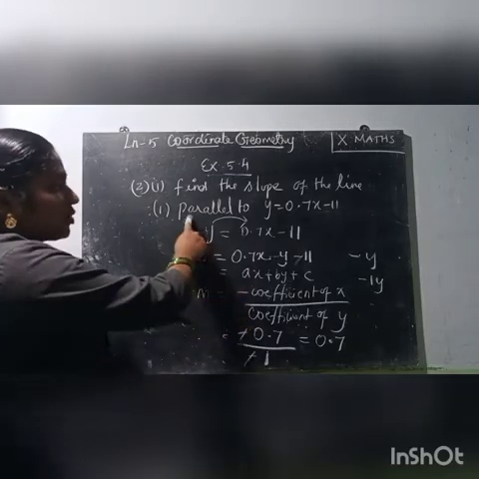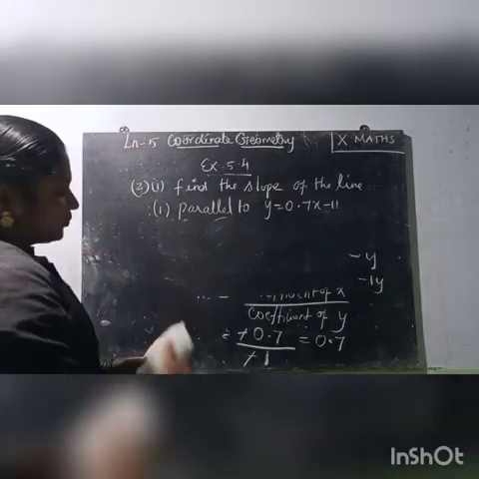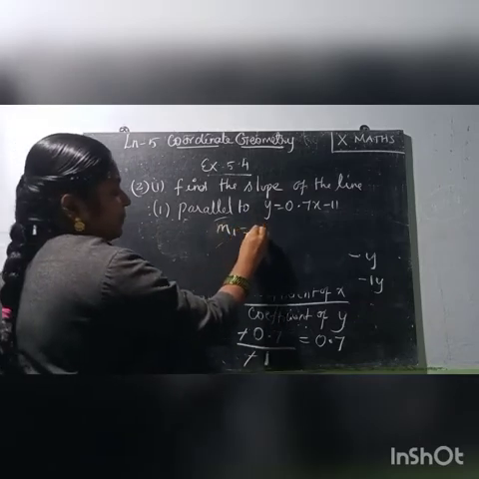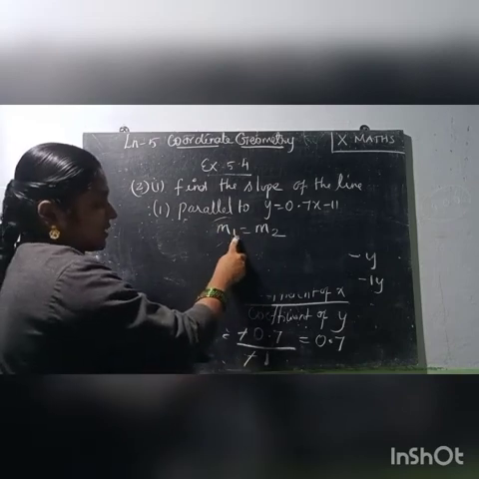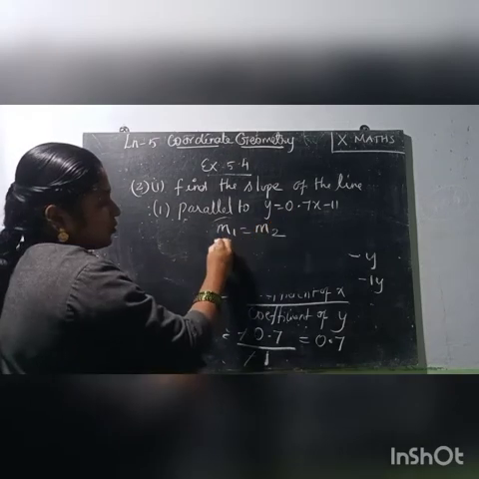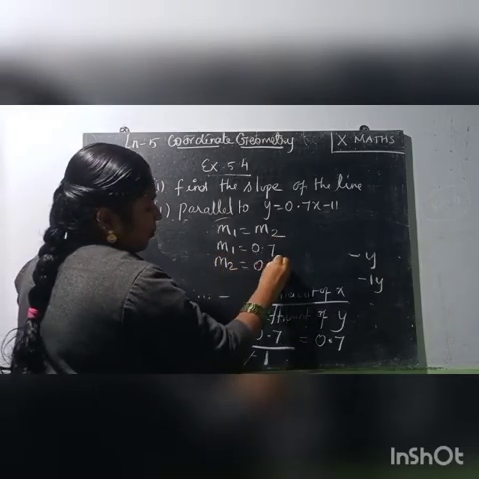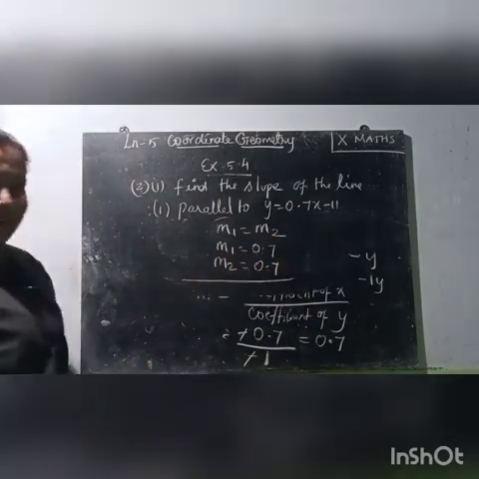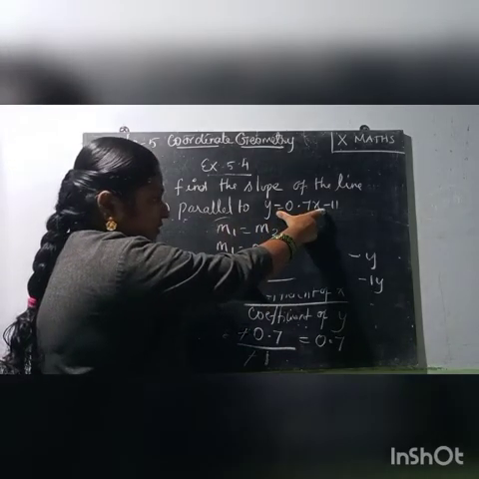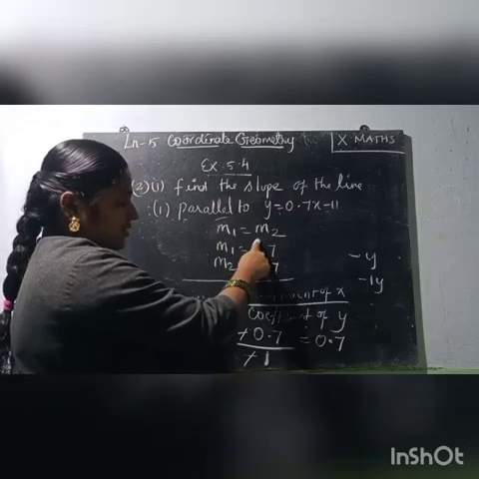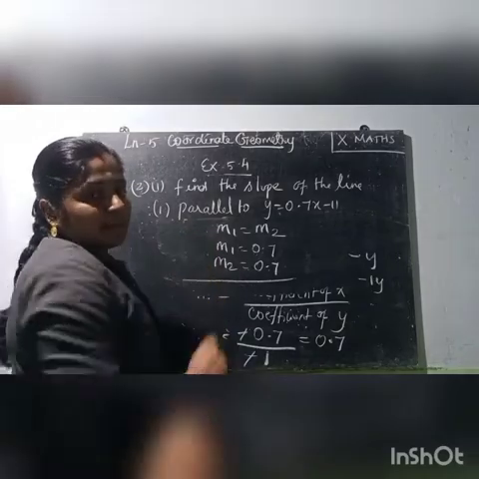Now we want to find out the parallel line slope. So we know if two lines are parallel, m1 equal to m2. So let me consider m1 is the given line slope. If m1 is 0.7, then m2 is also 0.7 because the two lines are parallel. See, parallel to this equation. So the given line slope is 0.7. So the required line slope is also 0.7 because two lines are parallel.